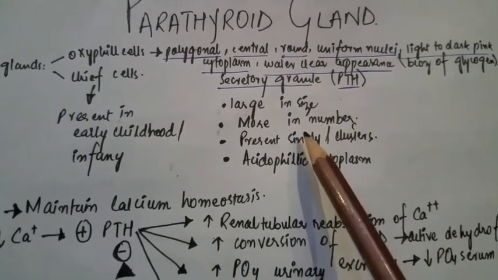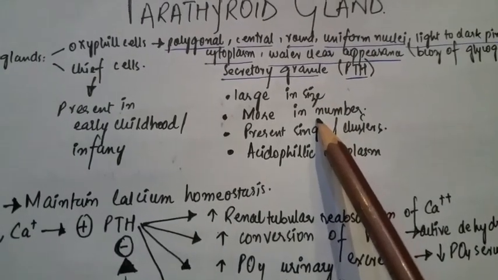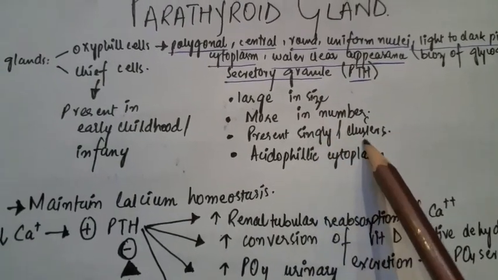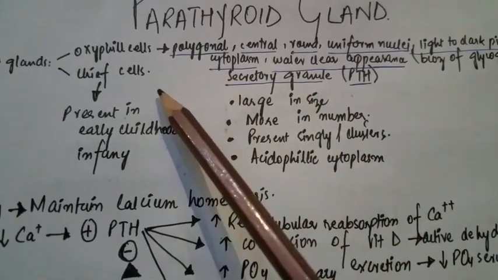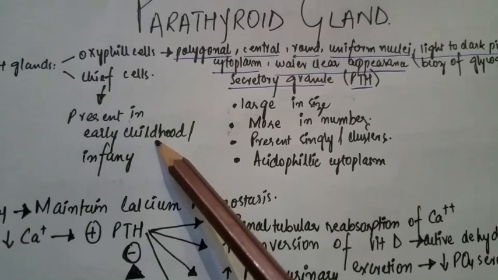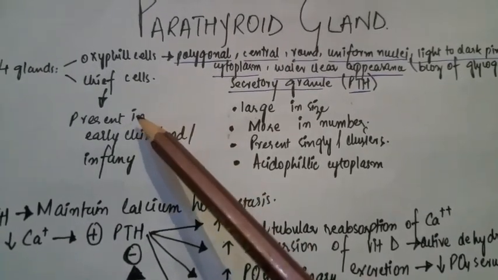What are the important facts about the oxyphil cells? They are large in size, more in number, present singly or in clusters. They have acidophilic cytoplasm. And what are the chief cells? Chief cells are present in early childhood or infancy, but not in adults. They are present in adults in very few amounts.